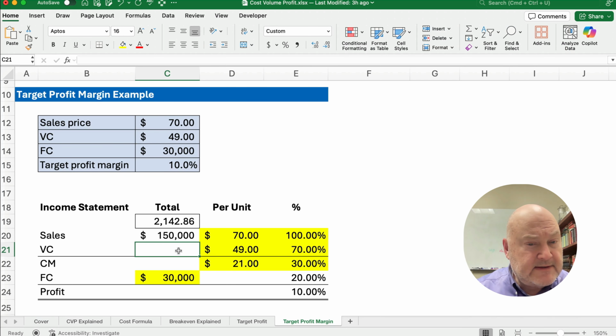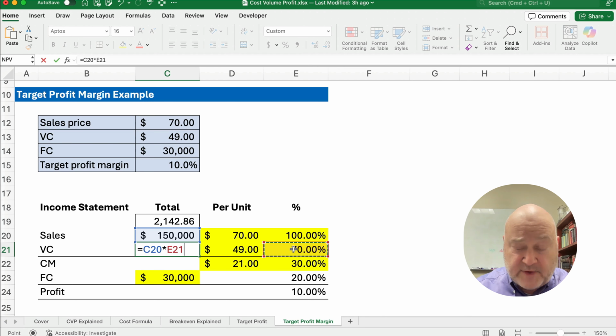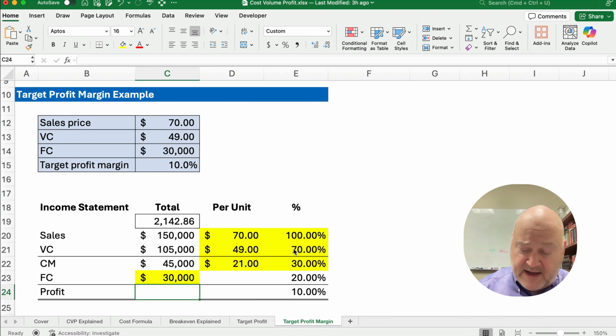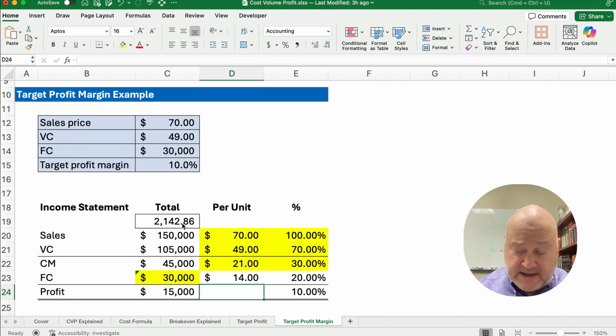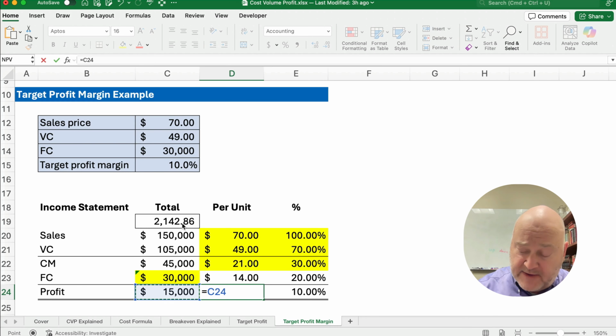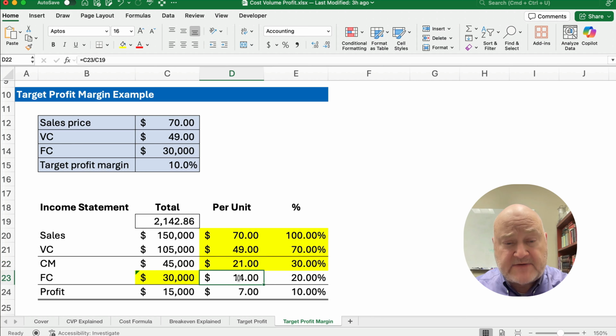Well, are you skeptical? If you're skeptical, let's finish it out and make sure that's a 10% profit margin. 150,000 times 70% would be 105,000. I can take 150 minus the 105, which is 45. The 45 minus the 30 is 15. Is 15,000 10% of 150,000? Yes, it is. We can also do it this way. 30,000 divided by the number of units is $14. 15,000 divided by the number of units is $7, or I can take 21 minus 14 equals 7. Is 7 10% of 70?